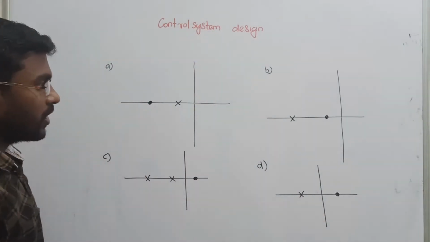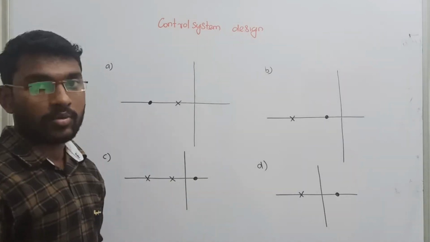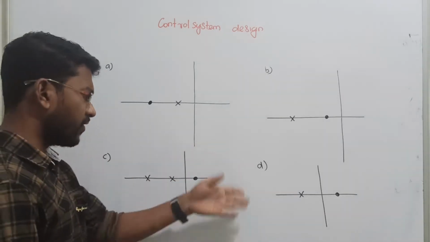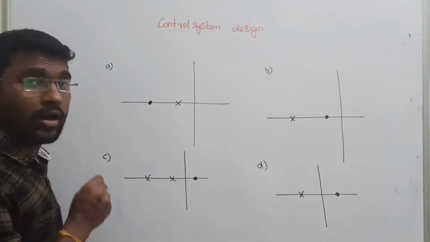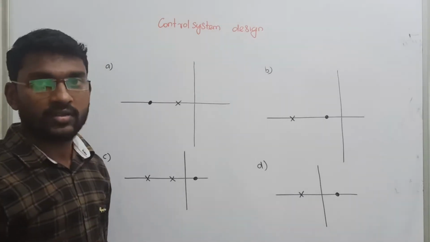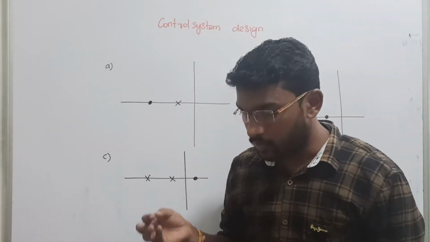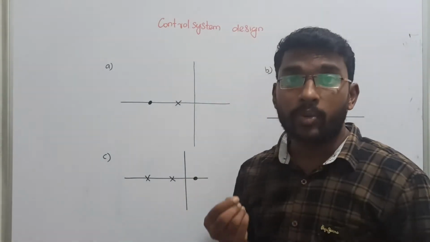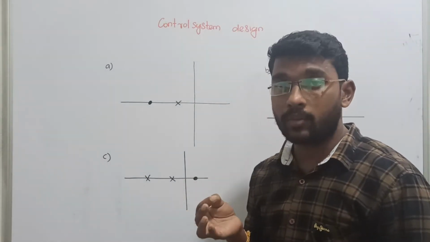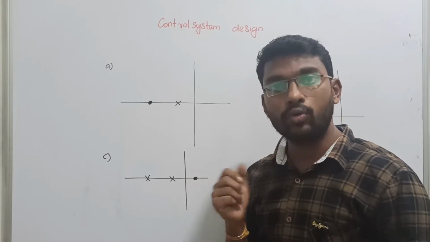Question number 1. The given question is, you are requested to identify the type of the lag compensator. They are given 4 options. Very simple, right? In case of a lag compensator, the dominant element is the pole. In case of a lead compensator, the dominant element is the zero. That we know, right? So priority for a lag compensator will be given to the pole. In a lead compensator, priority will be given to the zero, right?